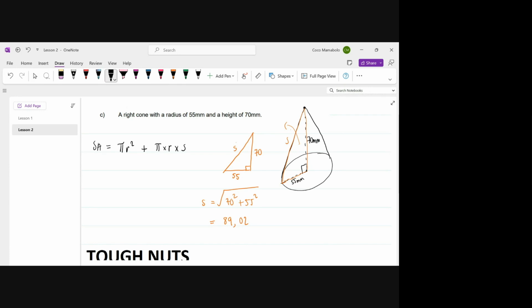All right. So total surface area, I should have written TSA here, is equal to pi times 55 squared plus pi times 55 times our slant height, which is 89,02. Please give me an answer, grade 10s, correct to 2 decimal places.